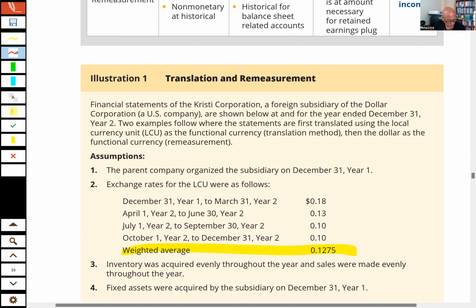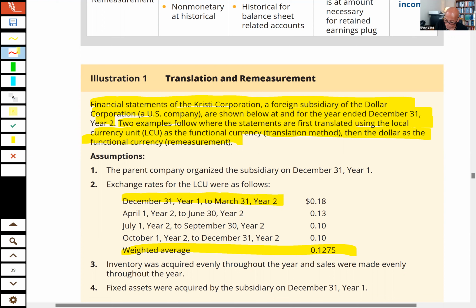Okay, so what happens? They have this situation. Let's just read through the fact pattern. Financial statements of a foreign subsidiary of Dollar Corporation are shown at the end of the year, December 31st, year 2. They tell us the two examples follow. First, translating using the local currency as the functional currency. And then they tell us what we should do when we remeasure, which is what they're using in the example. Now, they give us from December 31st, year 1 to March 31st, year 2, and we're going to be doing the translation and the remeasurement for year 2 here.